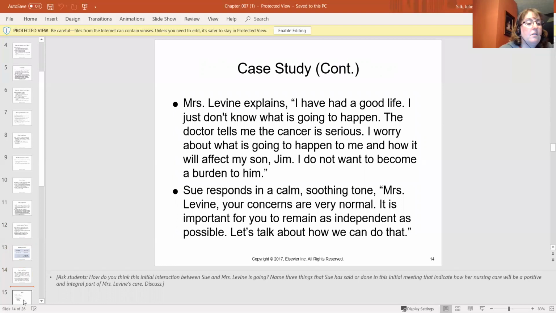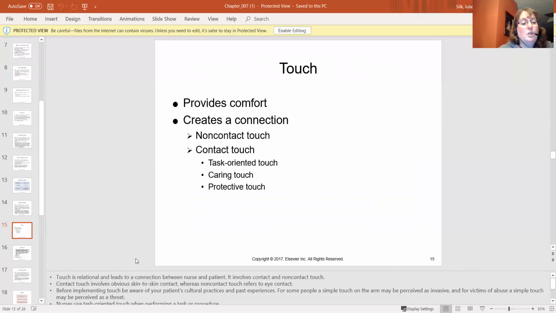So touch is relational and leads to a connection between nurse and patient. It involves contact and non-contact touch. Contact touch involves obvious skin-to-skin contact, whereas non-contact touch refers to eye contact.